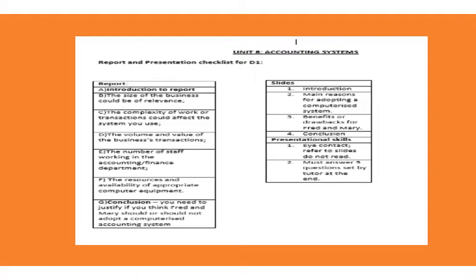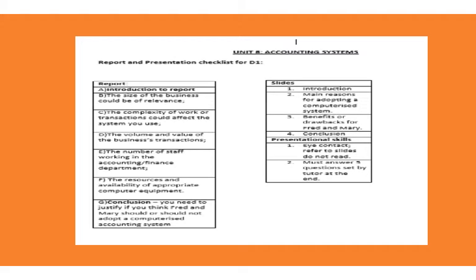So this is from your help sheet then, that tells you things and how you should set out your report on the left, and the slides, it is 4 slides on the right. So slide 1 is an introduction, slide 2, main reasons for adopting a computerised system, slide 3, benefits or drawbacks for Fred and Mary, and then a conclusion.